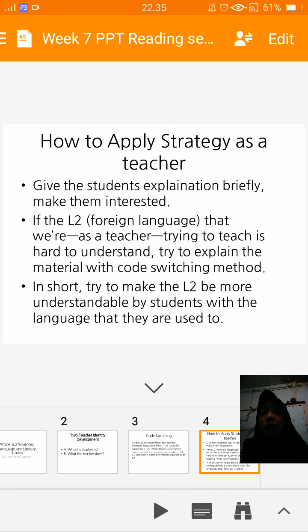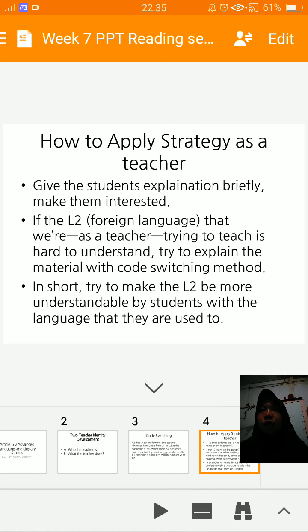So how do we apply this strategy as a teacher? The first one is to give the students a brief explanation and make them interested. We know that a foreign language is sometimes hard to understand. We need to know that students and we, the teachers, are not always the same. In the past, we found it really easy to understand the foreign language, so we became teachers of the foreign language now.